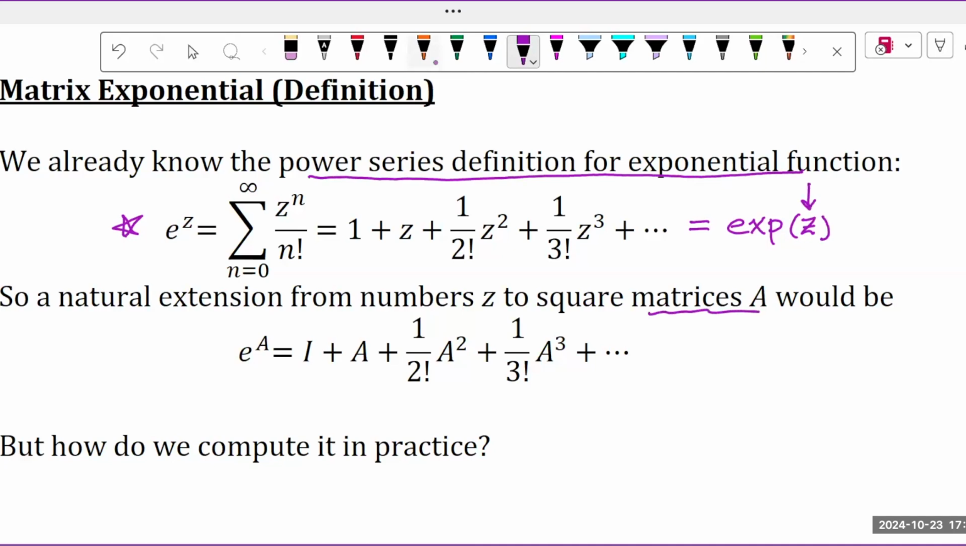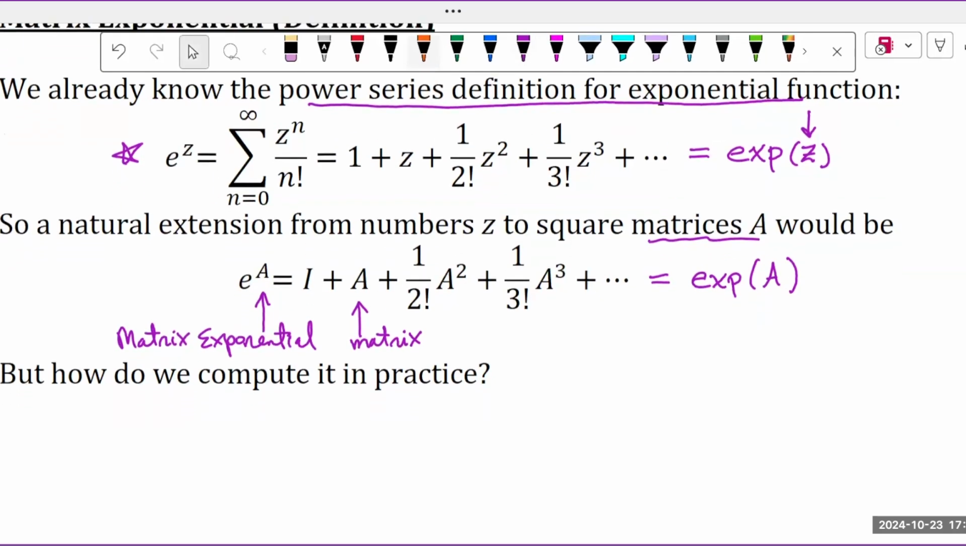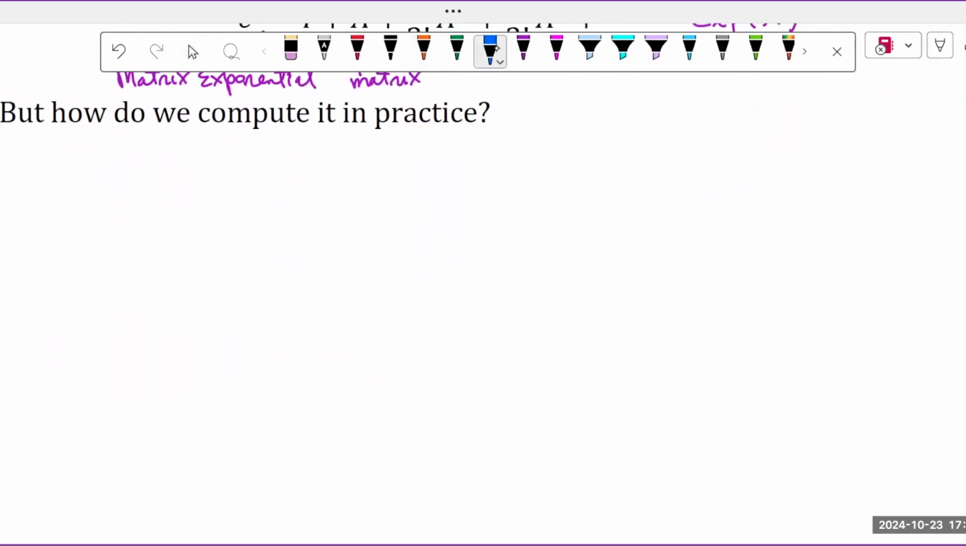We can do this because matrix multiplication is something that is well defined when our matrix is square. So this is the matrix exponential. We define e to the matrix A to simply be the power series expansion using that same pattern, where now we have plugged in a matrix A instead of a scalar z. Let's think about how we're going to compute this in practice. Let's start with an easy case.